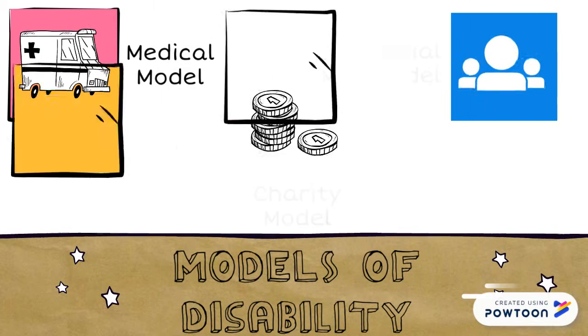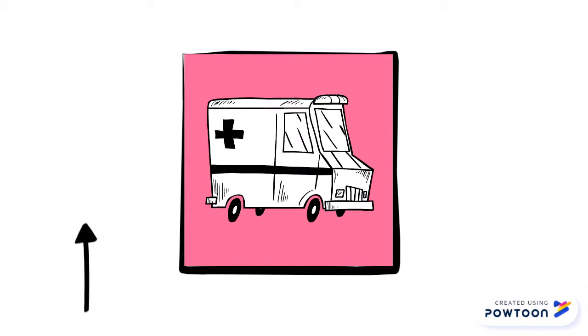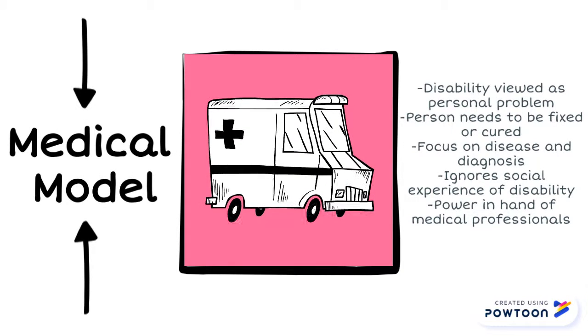There are three main models of disability. These include the medical model, the charity model, and the social model. The medical model, unlike the social model, says that people are disabled by their impairments or differences. Under the medical model, these impairments or differences should be fixed or changed by medical and other treatments. The medical model also looks at what is wrong with the person and not what the person needs.